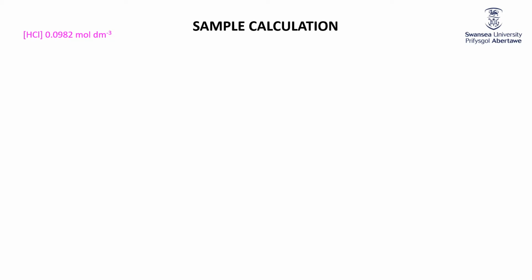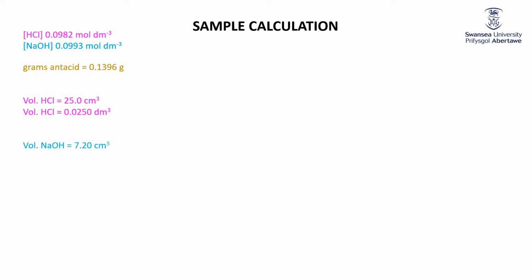We had 0.0982 molar HCl. We had 0.0993 molar sodium hydroxide. I weighed out 0.1396 grams of the antacid. I added to that 25 cubic centimeters or 0.025 cubic decimeters of my HCl solution. And remember, that neutralized all the calcium carbonate in the antacid and left some HCl over, which I then neutralized with 7.2 cubic centimeters of sodium hydroxide, which is 0.00720 cubic decimeters.